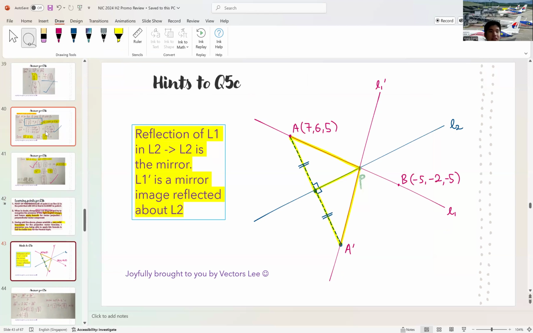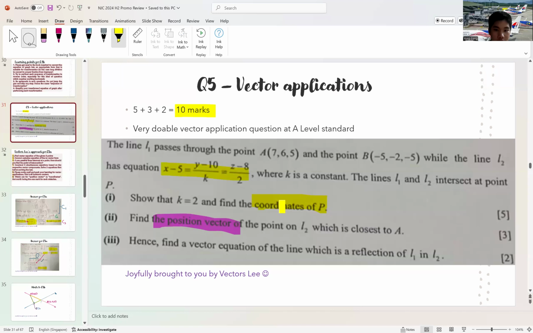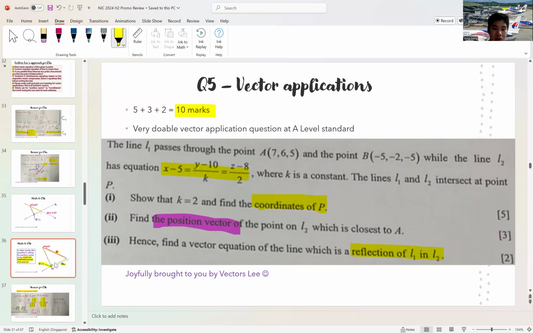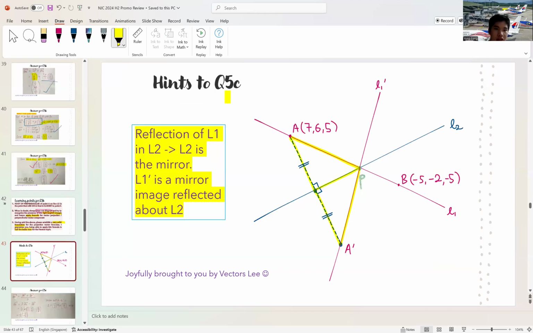Then after that, 5C is of course a very standard reflection question, right? They say vector equation of a line which is a reflection of L1 in L2. Okay, ladies and gentlemen, read the statement properly. Reflect what in what? Reflect A about B means B is the mirror. I say again, reflect A about B means B is the mirror. And A should be on the opposite side of the mirror, right? So it's like saying, reflect L1 about L2, right? Same as what this question says.